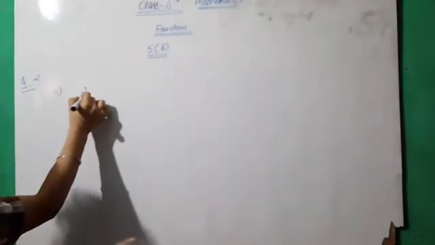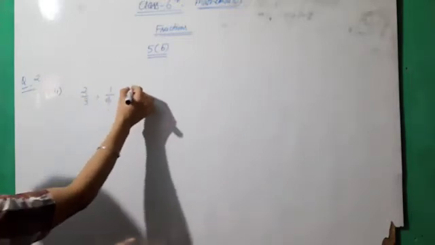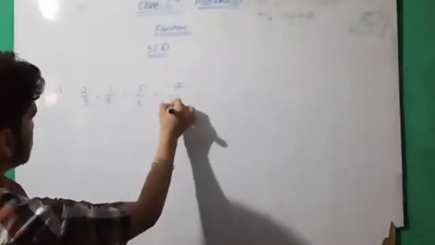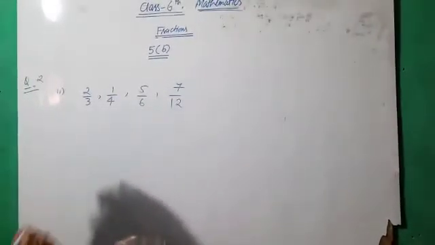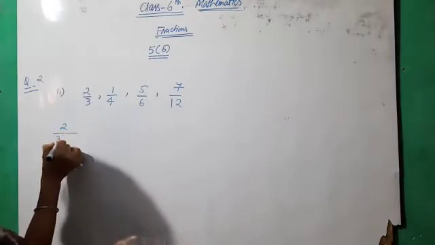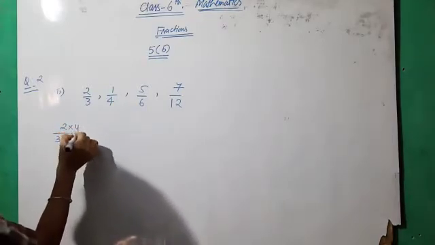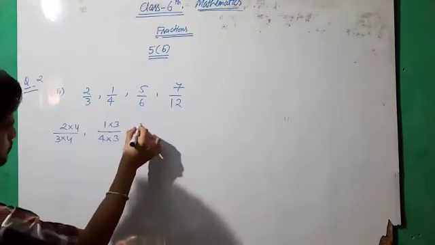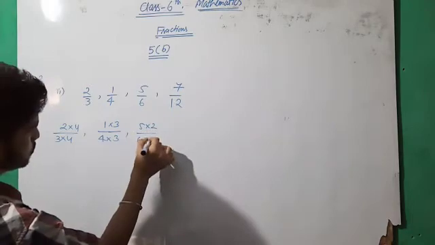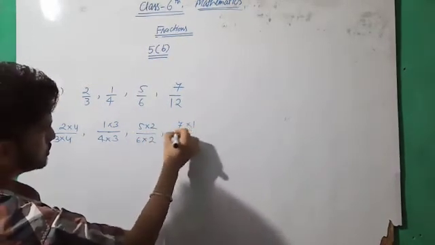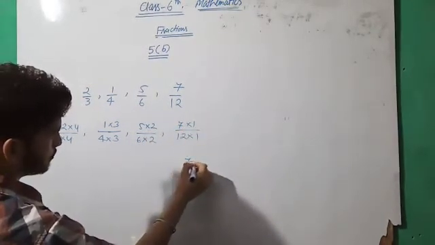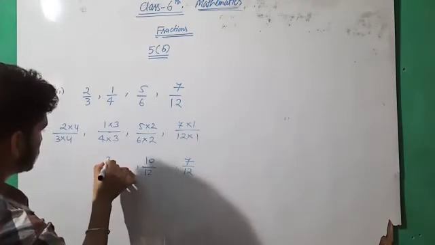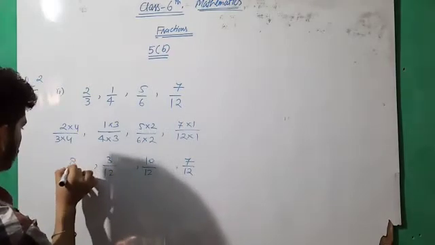First part, 2 by 3, 1 by 4, 5 by 6 and 7 by 12. The LCM of these numbers is 12, so we have to convert all these numbers to the denominator 12. So 2 by 3 becomes 8 upon 12, 1 by 4 into 3, so 1 into 3, then 5 into 2 upon 6 into 2, and here no change, 7 by 12. So we get 8 upon 12, 3 upon 12, 10 upon 12 and 7 upon 12.